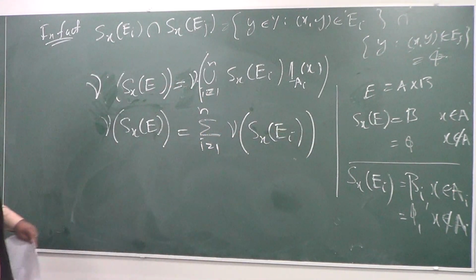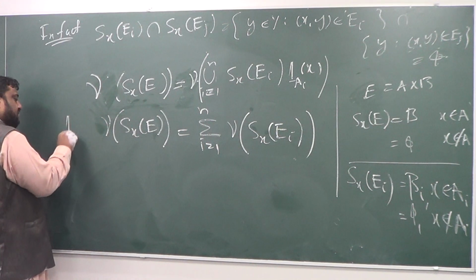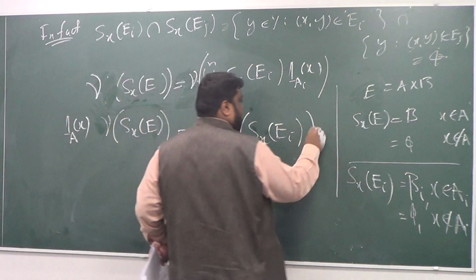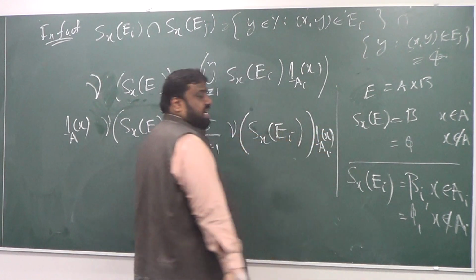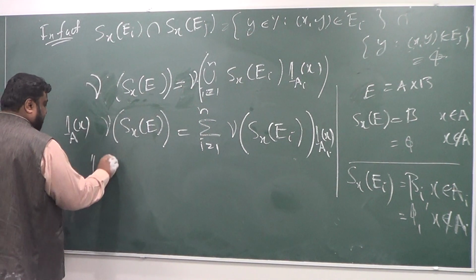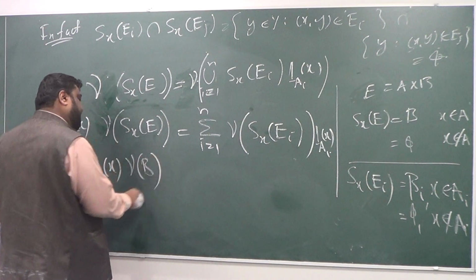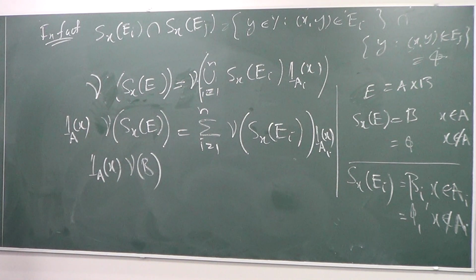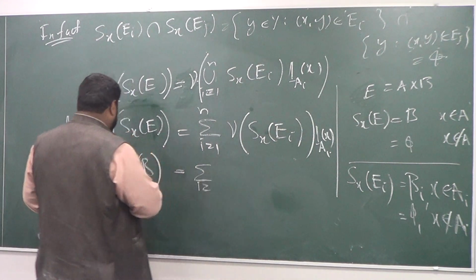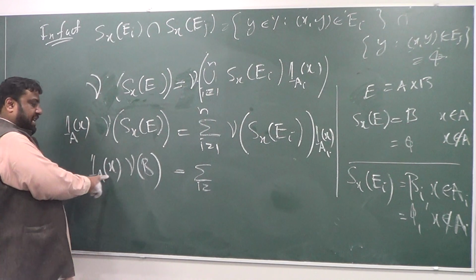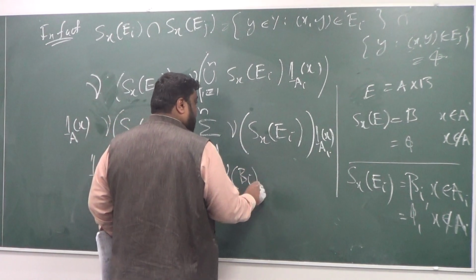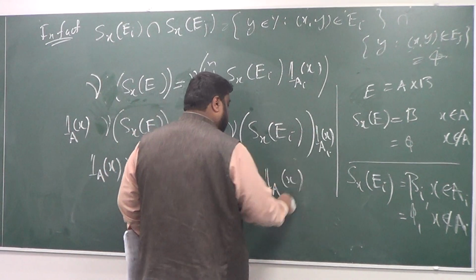Okay, so you're going to get this. Now if I multiply this with the indicator function of A, and I multiply this by the indicator function of A_i of x, then what can I do? I can do this: the indicator function of A of x, then this is nothing but nu of B. Get it? This is nu of B. So this would be nu of B_i multiplied by the indicator function of A_i of x.